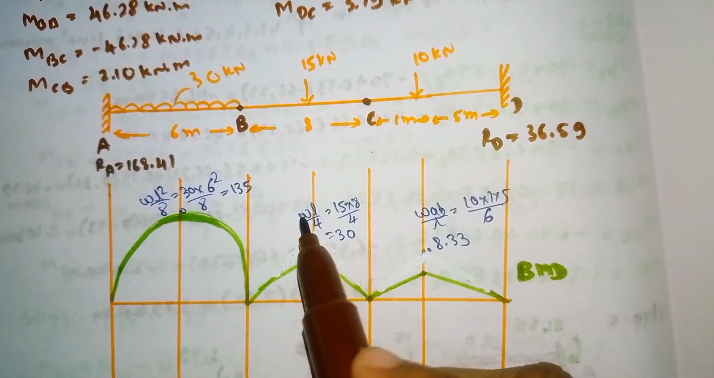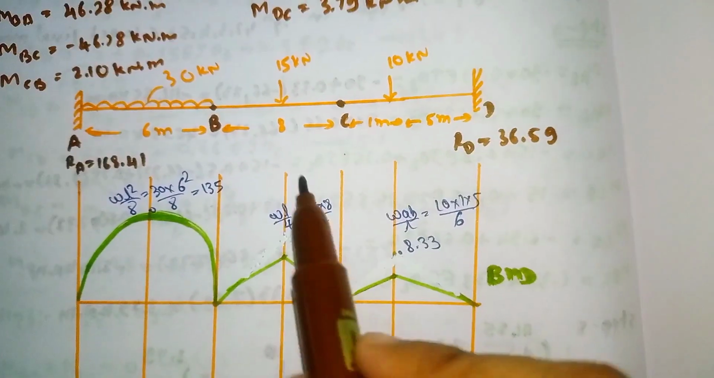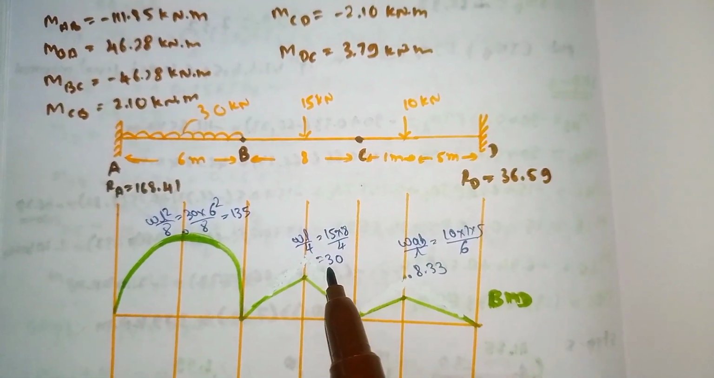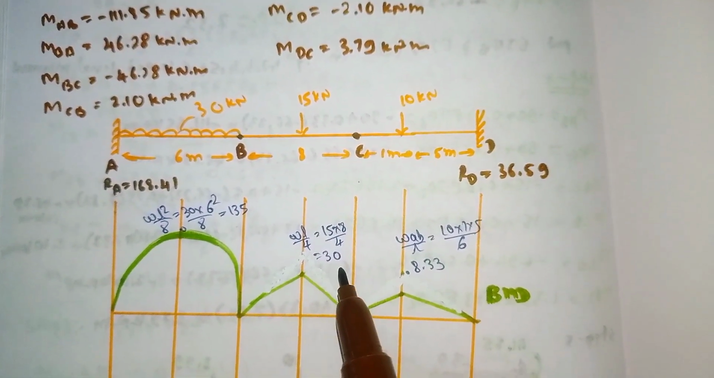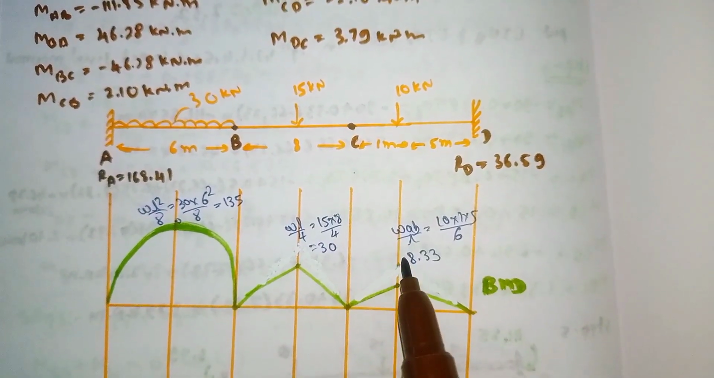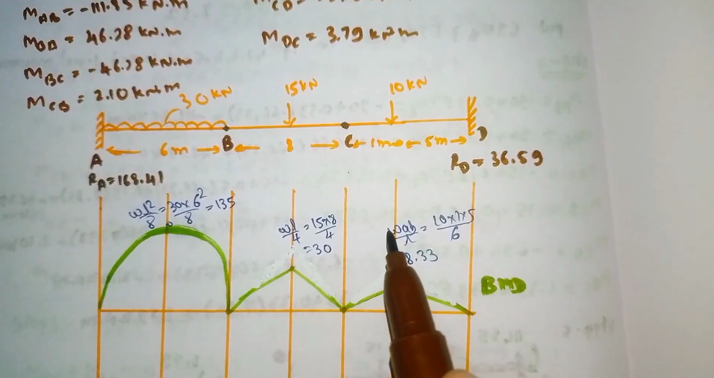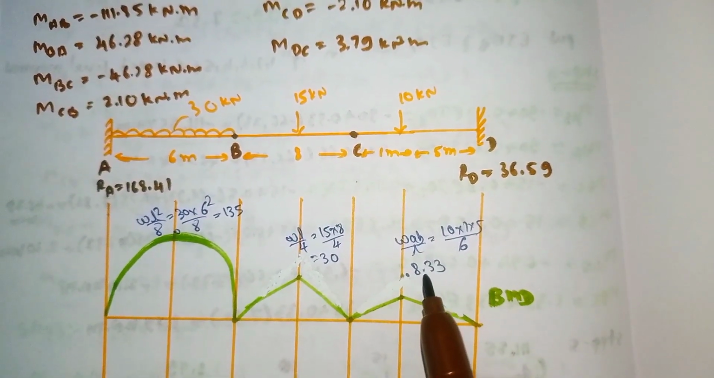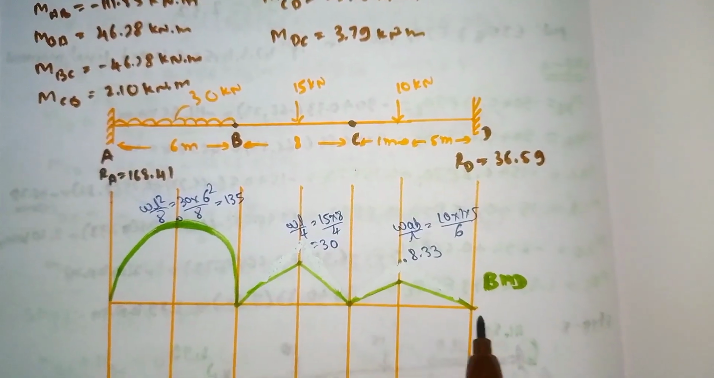For this we have the formula WL divided by 4. So W is 15, L is 8, divided by 4. It will come out as 30. Maximum height of this is 30. And for the other concentrated load, we have the formula to find out this maximum height, WAB divided by L. So substitute all the values, it will come out as 8.33. So this is the bending moment diagram.